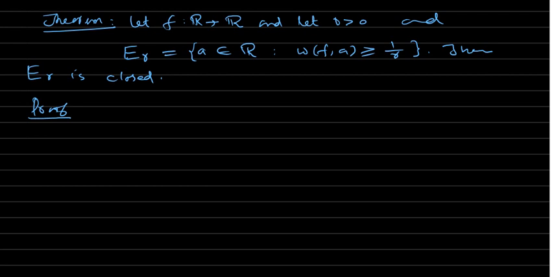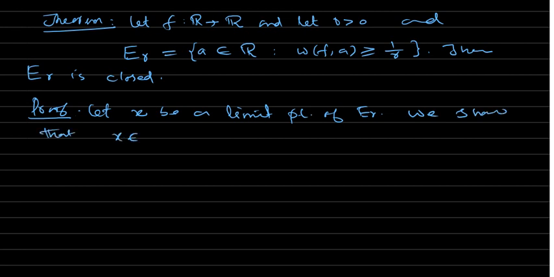So we need to show that every limit point of ER must lie in ER. So let's choose any limit point. Let x be a limit point of ER. We show that x belongs to ER. That is, we need to show that the oscillation of f at x must be greater or equal to 1 by R. This we have to show.